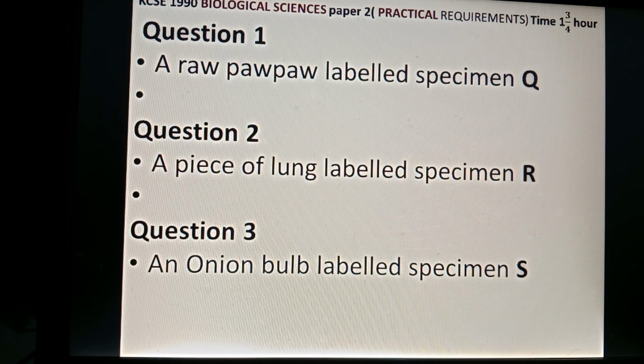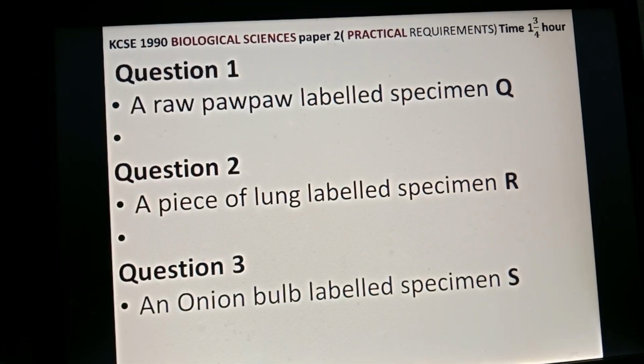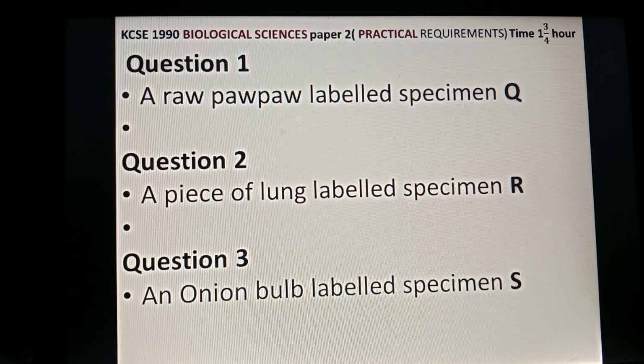In KCSE 1990 Biological Sciences Paper 2, the practical requirements for an examination which was taking 1.75 hours were as follows. Question 1, a raw pawpaw labeled specimen Q. Question 2, a piece of lung labeled specimen R. And question 3 was an onion bulb labeled specimen S.